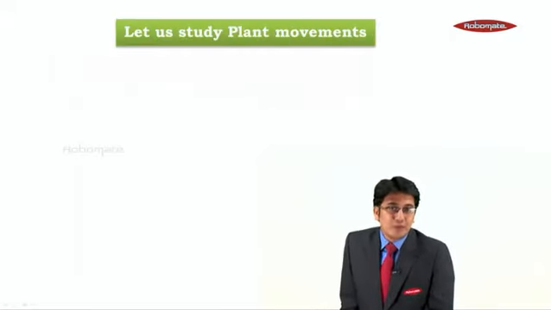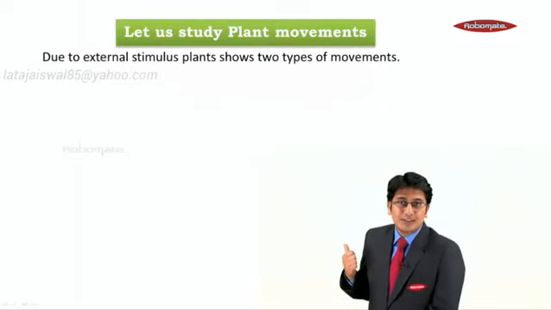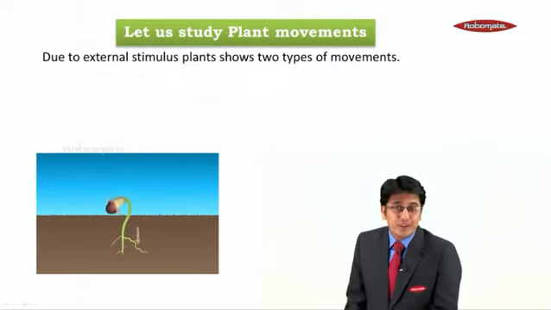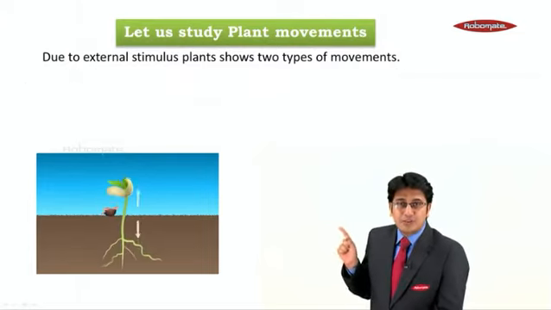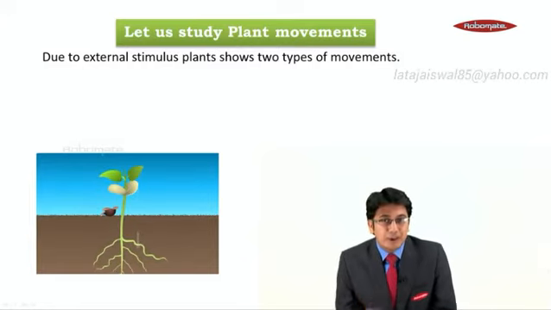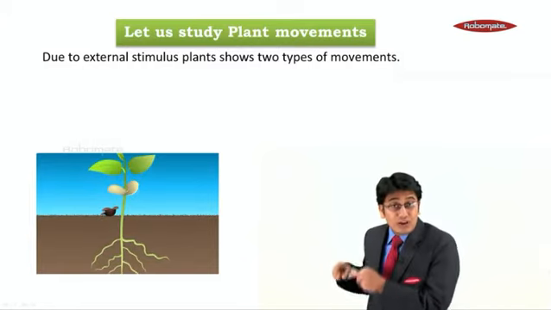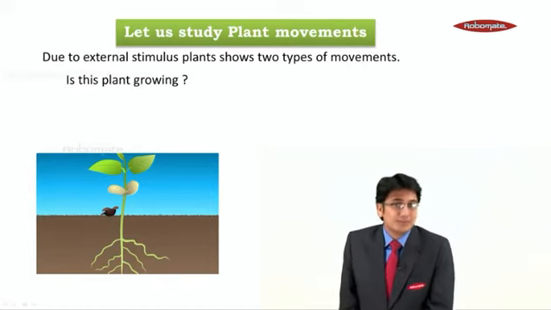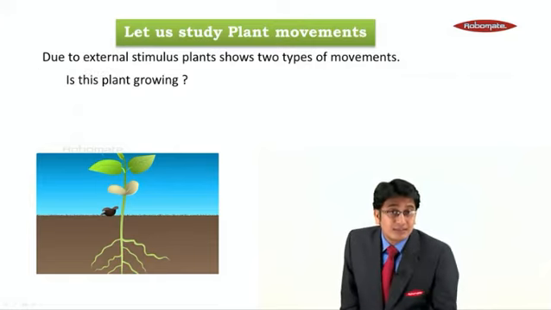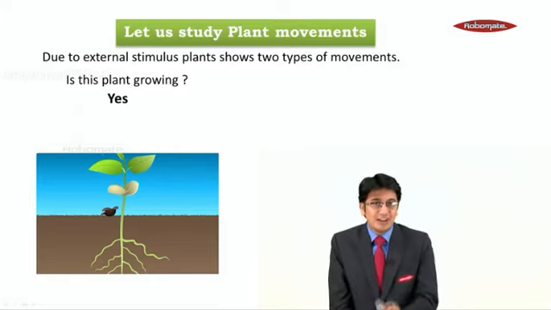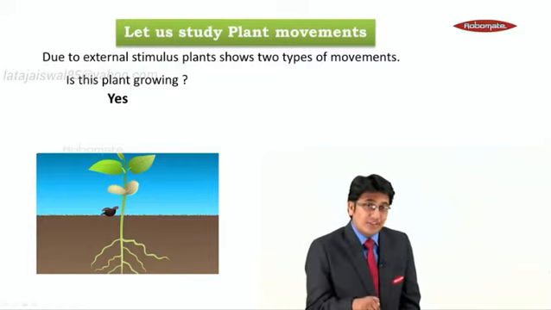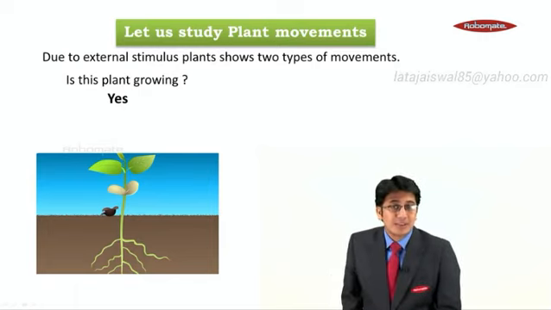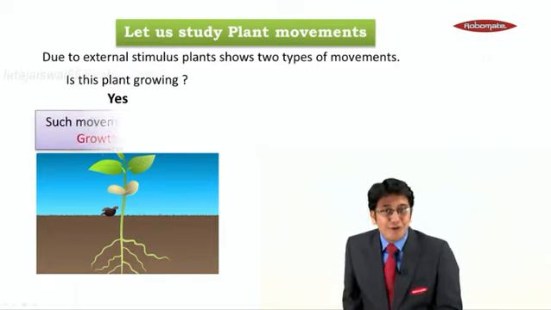Let us study the plant movements. Let me show you this. Due to external stimulus, plants show two types of movement. In this picture, you can clearly see the plant is growing. The roots are moving, the shoots are moving. Yes, the plant is moving. But is this plant growing? Yes, definitely yes. Roots are growing towards gravity and the shoot is growing upward. So here the plant is growing.